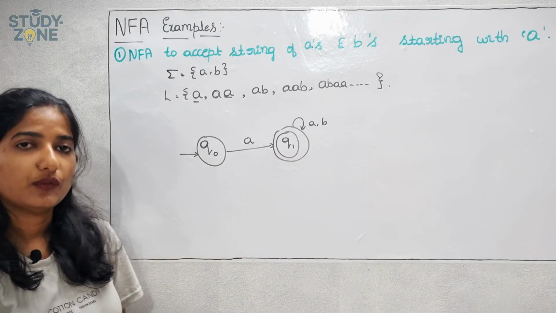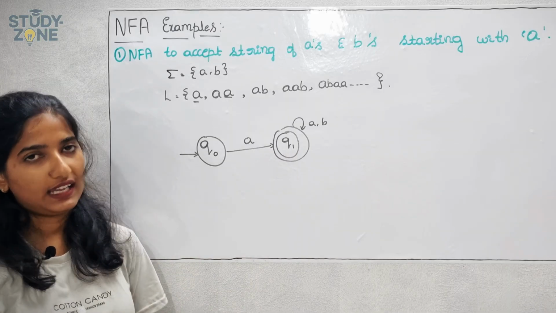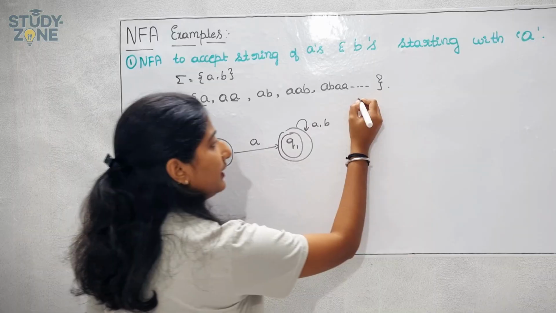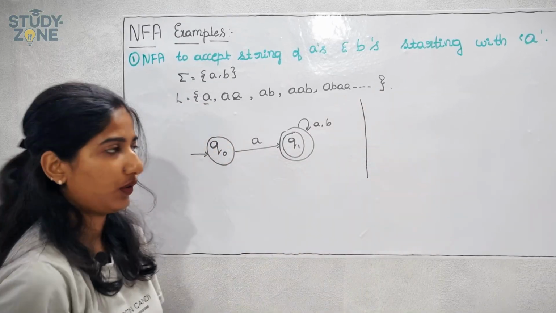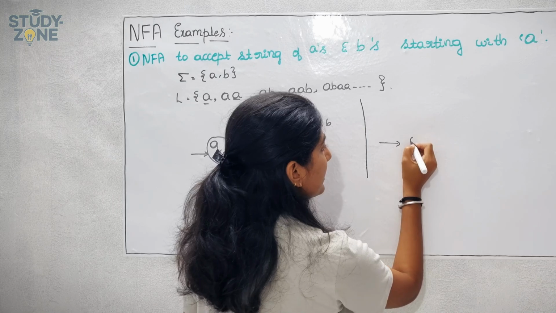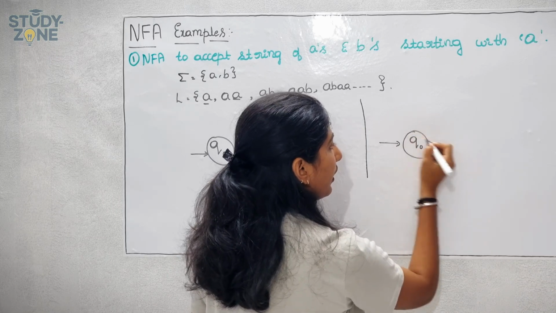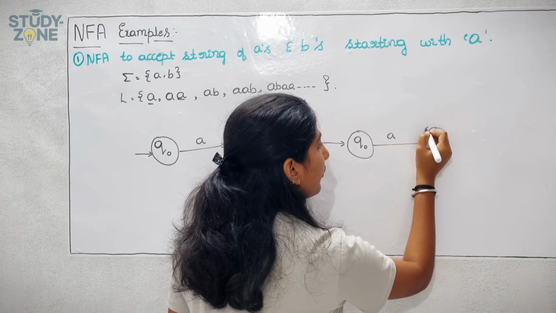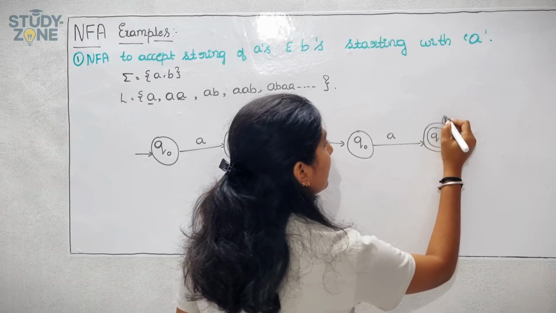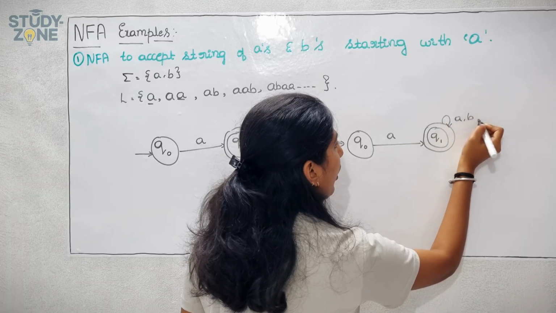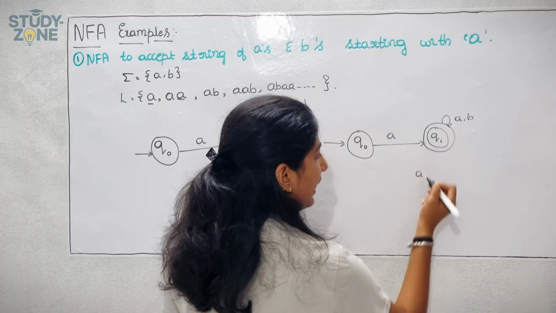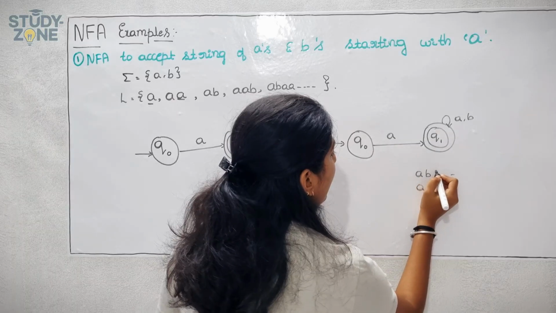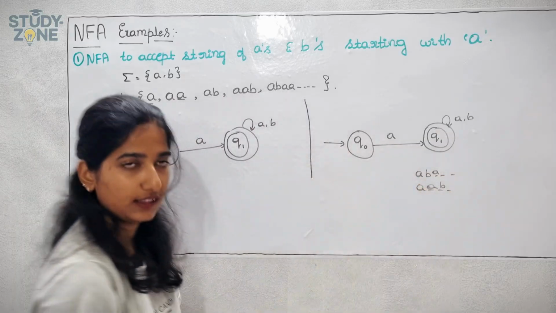Now let us examine what is the difference between DFA and NFA. For this example, I will write the transition diagram of DFA here. In DFA, this is the same: Q0 on A should move to Q1, right? At the ending we can have A or B, which means at the starting I should have A, and at the ending I can have any characters. Here I can have A or AAB, anything like that.